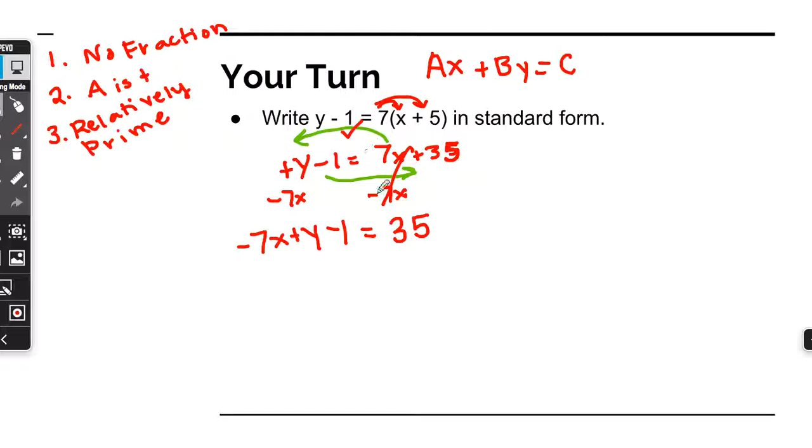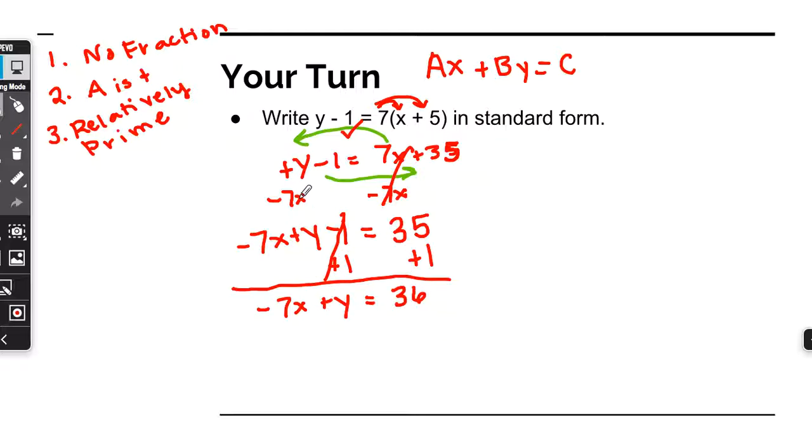So I've moved this one. Now I need to look at this one. I need to move the -1 to the other side. So I'm going to add 1. So I'll add 1 to this other side. So now I'm left with -7x plus y equals 36.